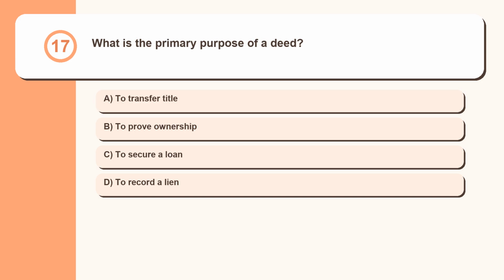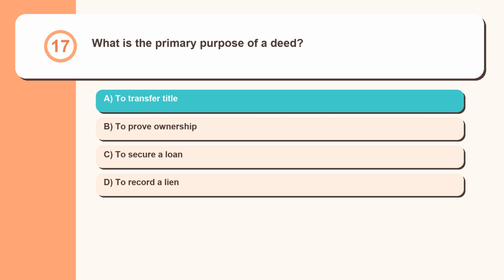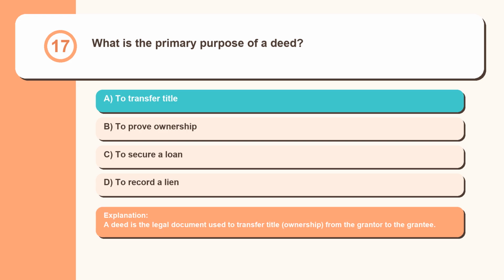Question 17. What is the primary purpose of a deed? To transfer title, to prove ownership, to secure a loan, to record a lien. A deed is the legal document used to transfer title, ownership, from the grantor to the grantee.